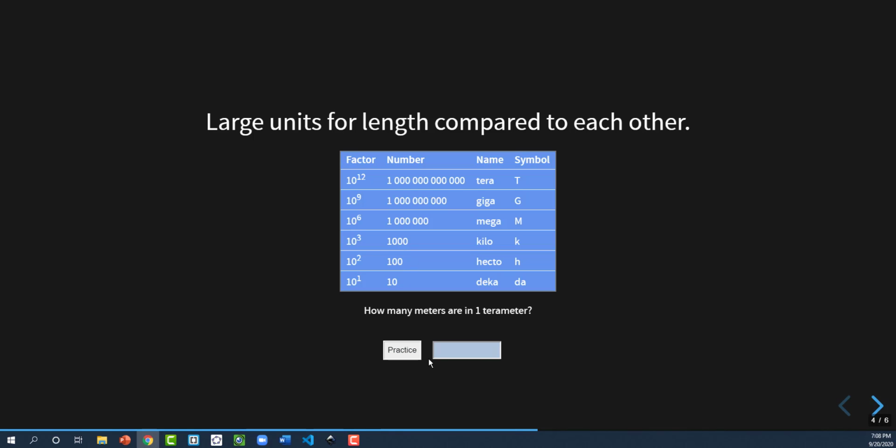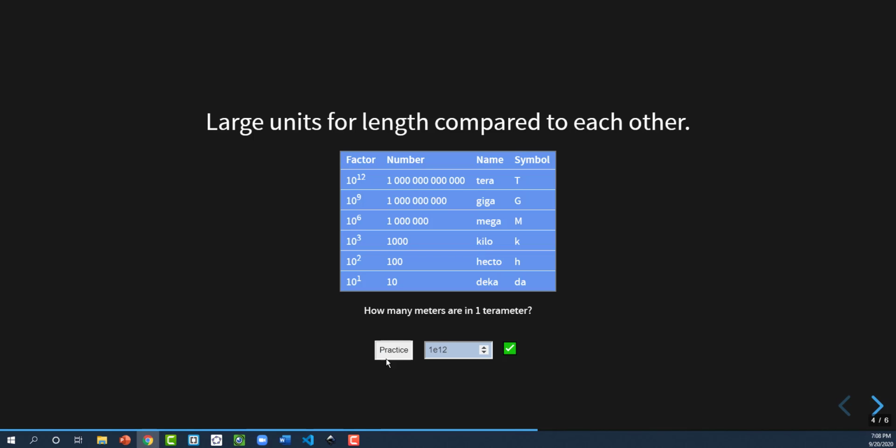Now, how many meters are in a terameter? Now the meter is a base unit. The terameter is 12 powers of 10 above, so the answer is going to be 1e12. So notice again, I only have positive exponents I'm dealing with, because I'm always comparing one of the large units to many of the smaller units.